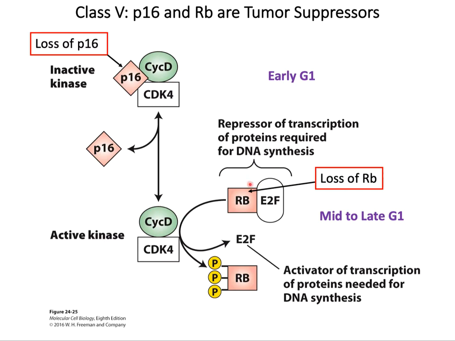You can also imagine if you lose the function of RB and it cannot bind to E2F, then E2F will always be active and it will always be inducing expression of genes that are necessary to drive the cell cycle. So two examples of tumor suppressor genes: P16 and RB. I hope it's clear to you now how loss of function of these genes, either by mutation or by loss of heterozygosity, can be detrimental to control of the cell cycle.